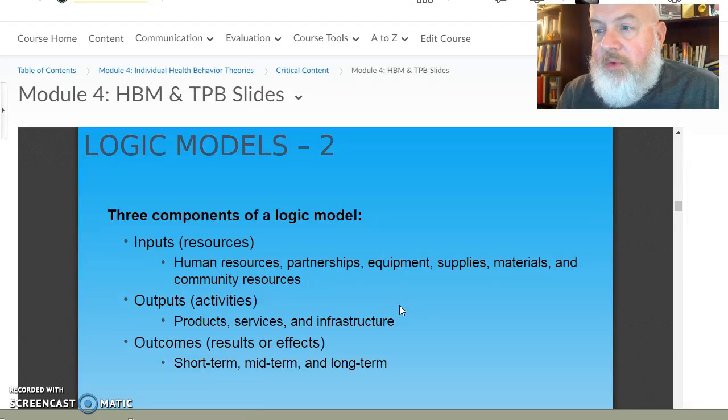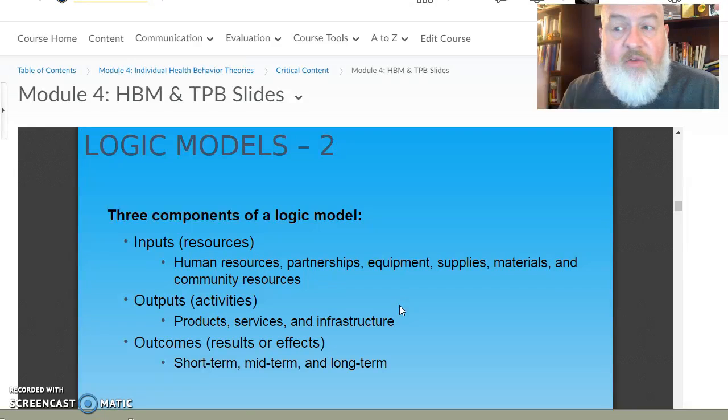So, for example, resources could be human resources. It could be partnerships, other groups that you're working with. It could be equipment, supplies, materials, community resources. You could even list the College of Public Health if you're working with that. Some of you are going to be working with other agencies, other health departments, other clinics or doctors or things like that. So you just want to be very specific about what your resources are that you're going to be using. Your outputs are going to be your activities.